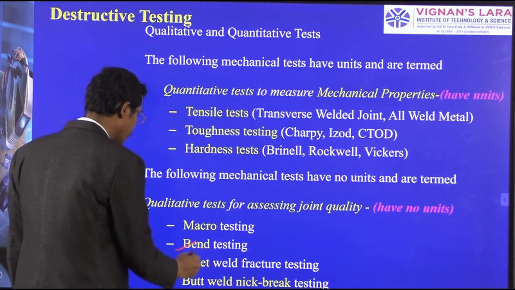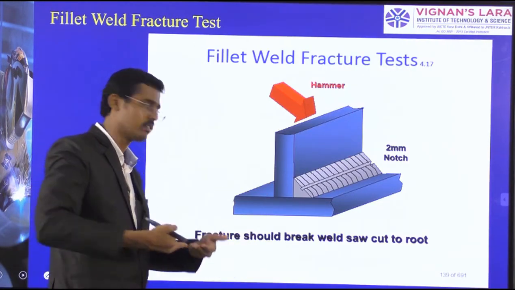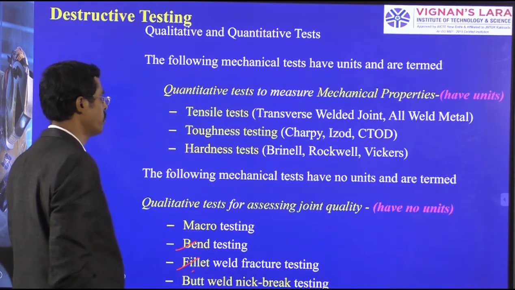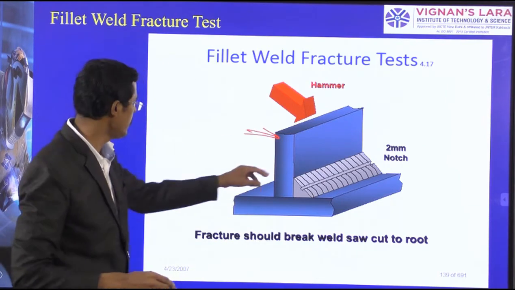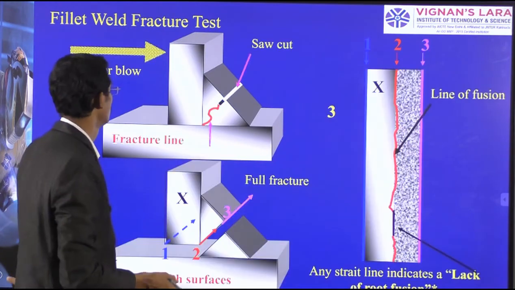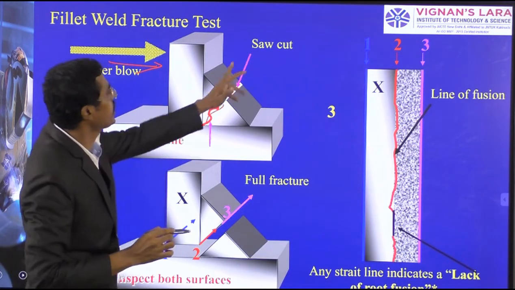This is also done for fillet welds. So far we have seen all these things about the butt welding process. But now we are going to see about the fillet weld also. This is a fillet weld. We have to hit and break it here. When it is hit, what happens? It will break in such a way. When we make the hitting process, it will break here.